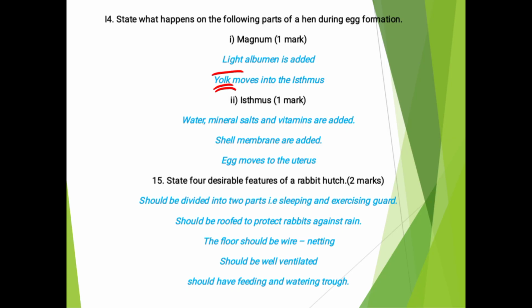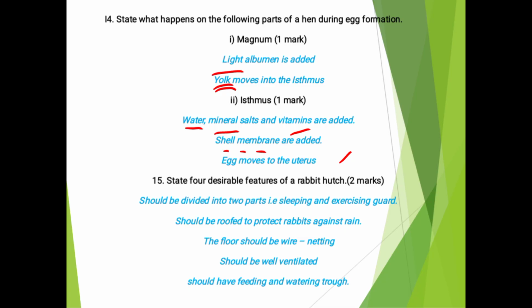So it is still in yolk form. So in the isthmus, it is where water, minerals, and even vitamins are added to the yolk. Then shell membranes are also added, and then the egg moves where? To the uterus. Okay. Question 15. State 4 desirable features of a rabbit hutch.